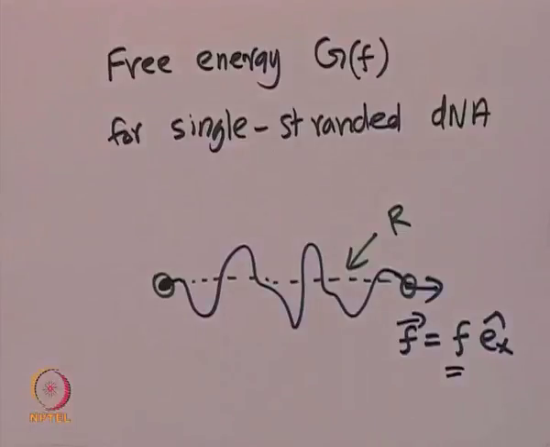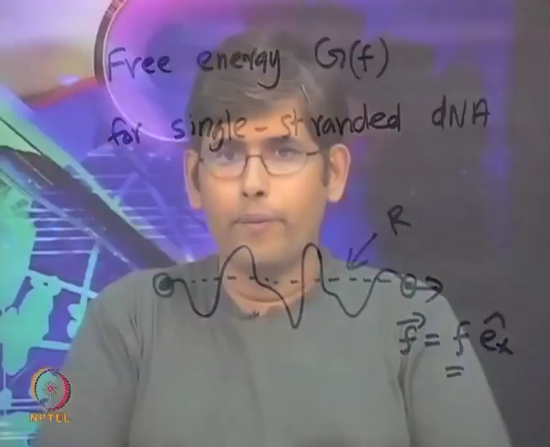So, first we have to calculate the partition function for a single stranded DNA. When I say single stranded DNA, what does that mean? We discussed that there is a bending energy for DNA, but that is only for double stranded DNA. Single stranded DNA can be thought of as a flexible chain. It does not cost any energy to bend; it is very floppy, flexible. So, bending energy is nearly 0.